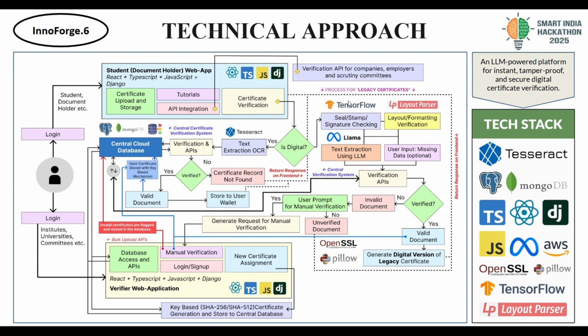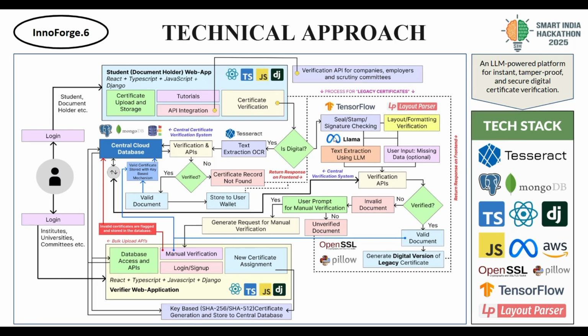For the seal, stamp, and signature, we have made a separate model using TensorFlow, which would give us a confidence score whether the stamp or seal is original or not. For layout, we have used the library LayoutParser, which would also give us the confidence score whether the layout is forged or correct. And for text extraction, we have found that Llama performs better, so we have used Llama. Once these three components are extracted, at last we will check if the text extracted is complete. If the user input is missing, we will just put a placeholder as missing in the document.